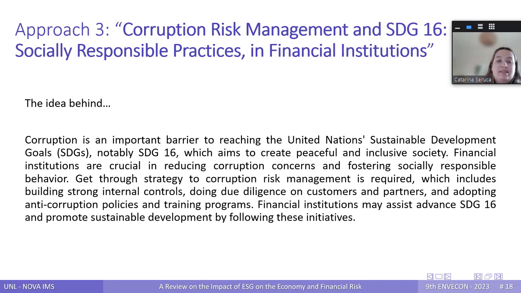Corruption, which is identified as a significant impediment to global economic development, can result in fraudulent financial conduct and resource misallocation, posing a threat to financial stability. This established corruption, which hinders the realization of the United Nations SDG for a peaceful and inclusive society, needs proactive measures. So therefore, financial institutions, recognizing their key role, engage in corruption risk management through robust internal controls, due diligence, and anti-corruption policies, contributing to the advancement of SDG and sustainable development.